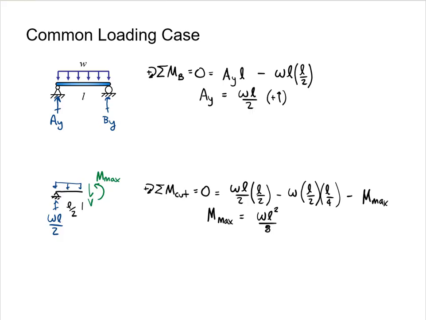The peak moment for a simply supported, uniformly loaded beam is omega L squared over 8. Peak shear is at the support, so for a simply supported beam with uniform load, the peak shear is omega L over 2.